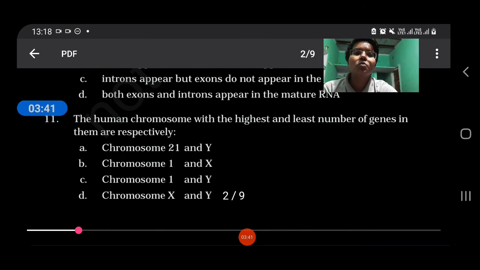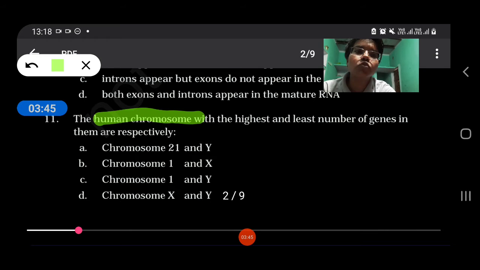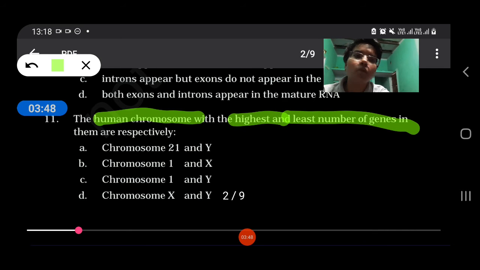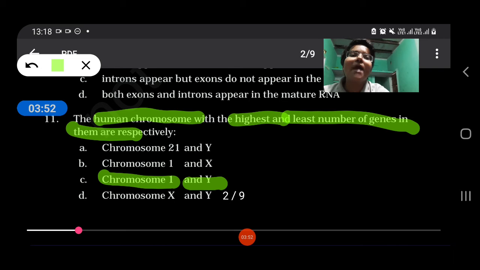The human chromosomes with the highest and least number of genes are respectively chromosome 1 and Y. Chromosome 1 is having the most genes.